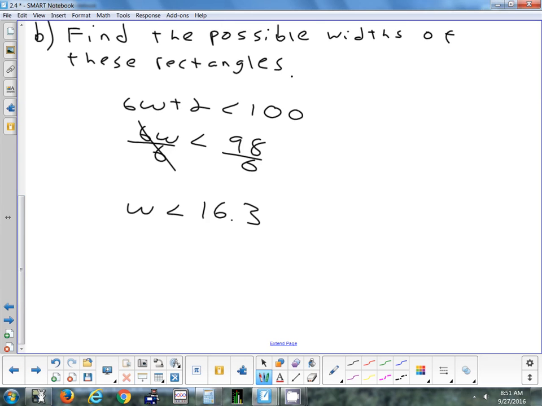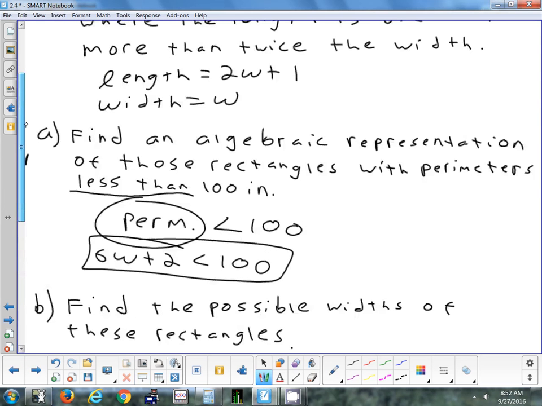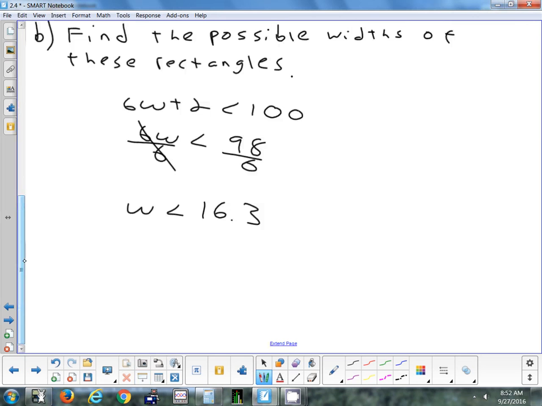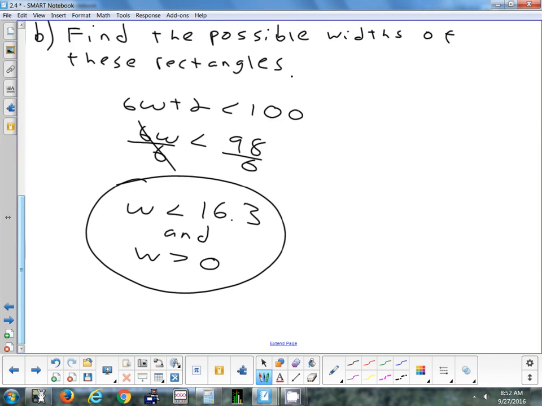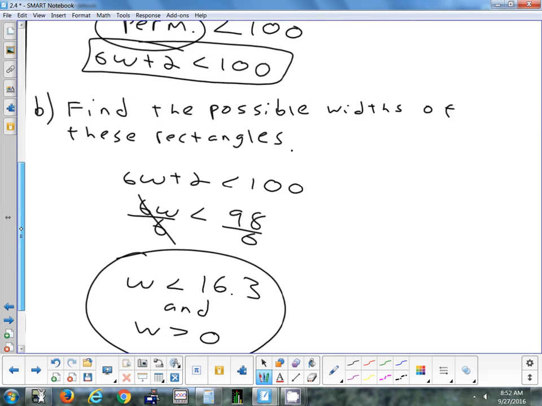Okay, any other restrictions that I might want to be careful with here? What is it? Can't be negative. Yeah, I wouldn't leave it just like that. The width has to be less than 16.3, but it also has to be greater than 0. If you want to combine that into a single inequality, that's fine. But if you forgot to mention the width couldn't be negative, I'd probably take off a point here. Because you've got to make sure it's positive. Okay, any questions on that one?